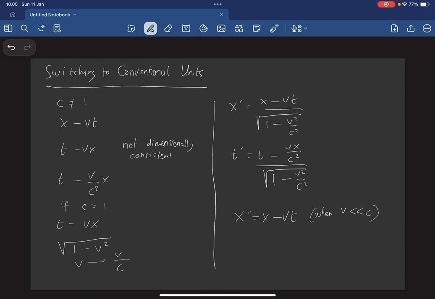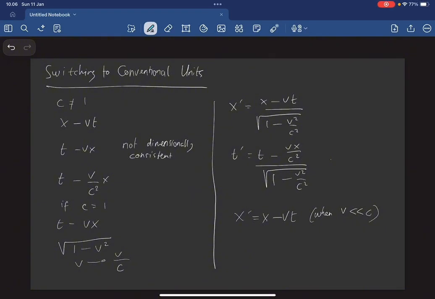What happened to the time equation? Yes, this one. When v per c is very small. Suppose v is 100 meters per second. We know that c is very big, about 3 times 10 to the power of 8 meters per second. So v divided by c square is a very tiny number.